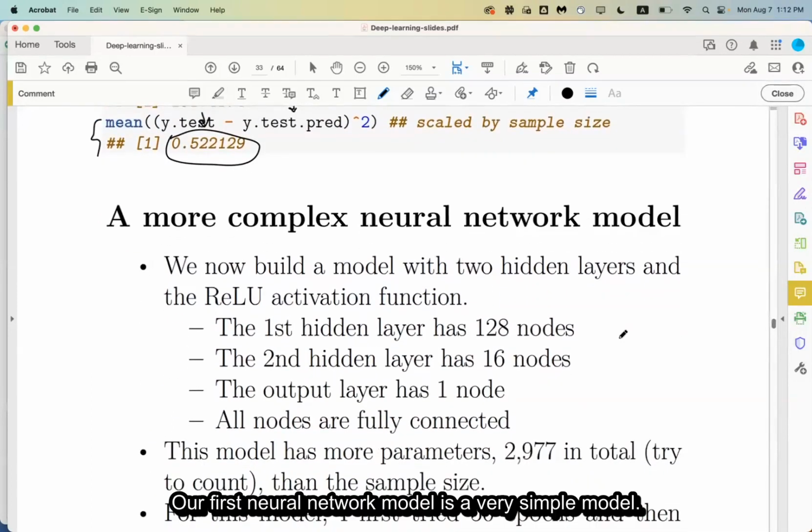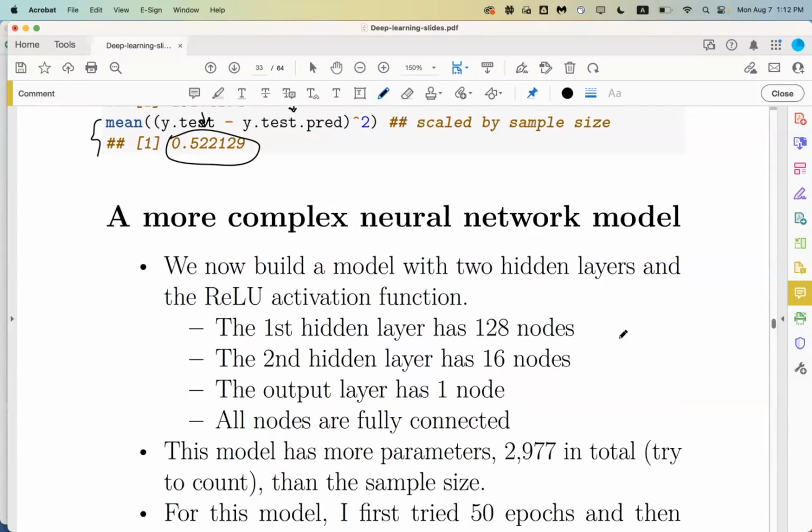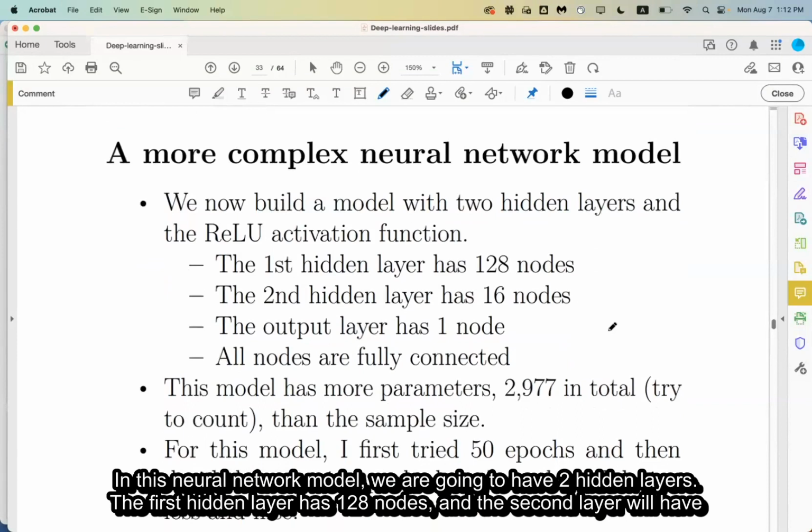Our first neural network model is a very simple model. This is a model with just one hidden layer. The hidden layer has 32 nodes. Now let's look at a more complex neural network model. In this neural network model, we are going to have two hidden layers.